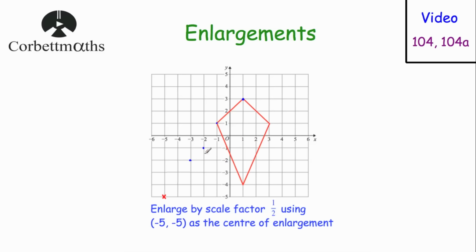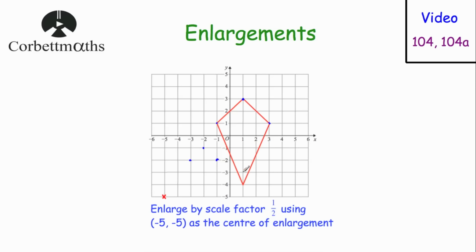The right-hand side of the kite, we can kind of guess it's going to move to this point here, but let's check it. Going back to our centre of enlargement, it is 1, 2, 3, 4, 5, 6, 7, 8 squares to the right, and 1, 2, 3, 4, 5, 6 squares upwards. We're going to half those, so that'll be 4 to the right and 3 up. So 1, 2, 3, 4, and 1, 2, 3. So that's the right-hand side of the kite.